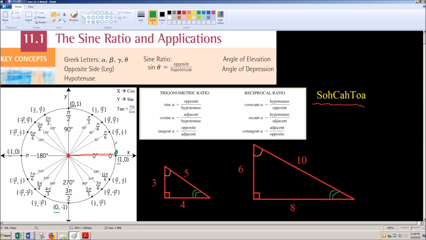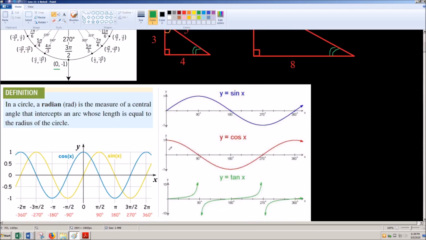And then I repeat that cycle. That's why my cosine graph looks like it starts at 1, goes to 0, goes to -1. Whoops, I guess I'll do that on the actual graph itself. Goes to 0, and back to 1.